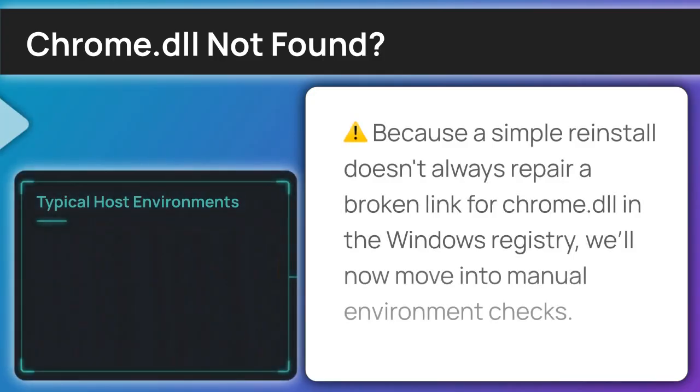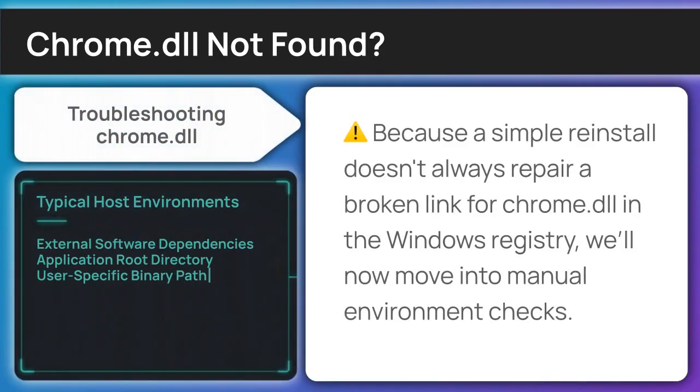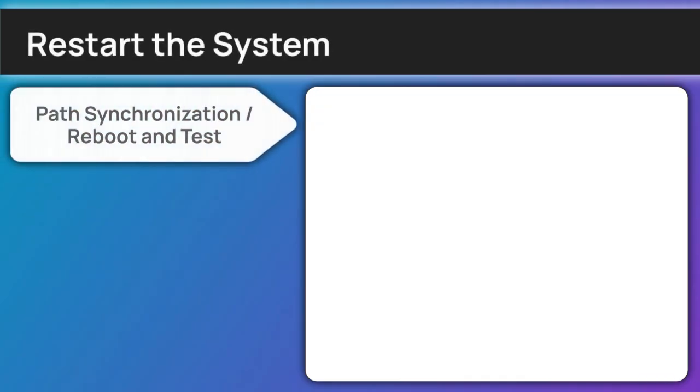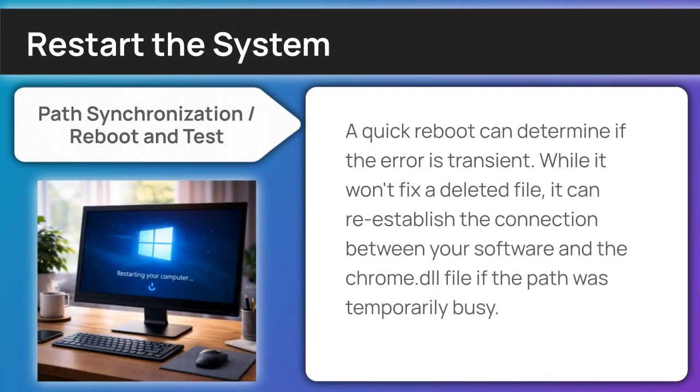If the redistributable repair didn't resolve the pop-up, the next logical step is to analyze the local environment for process conflicts. If your system has been running for an extended period, a reboot might be necessary to resync your background processes and clear any temporary locks on the Chrome library file.